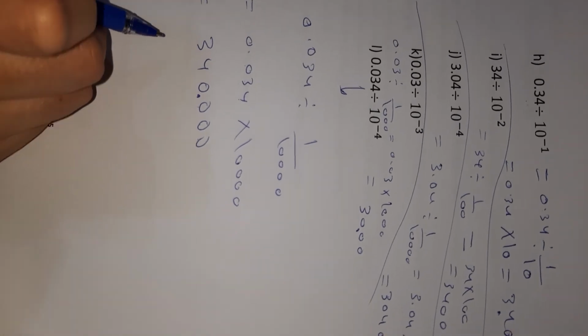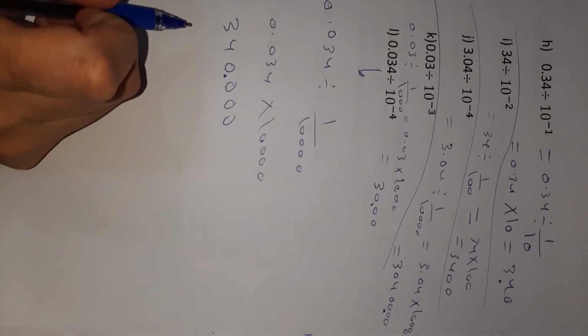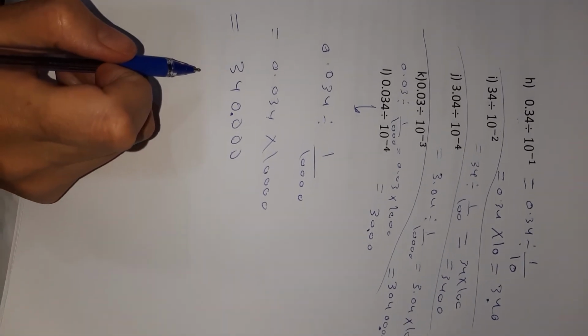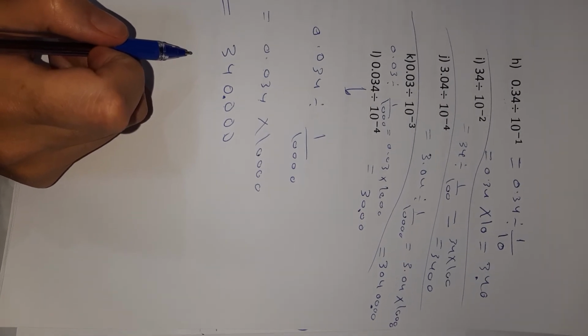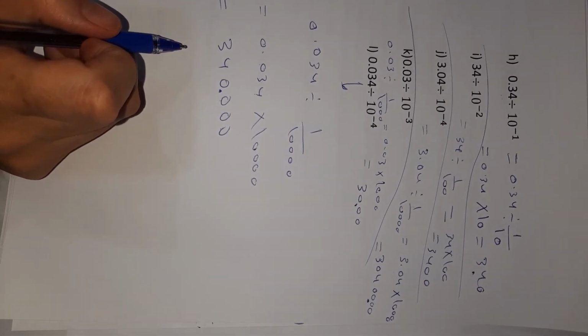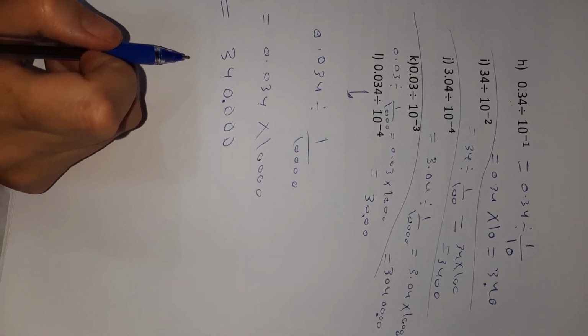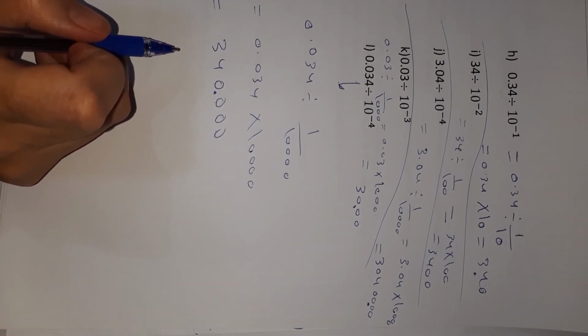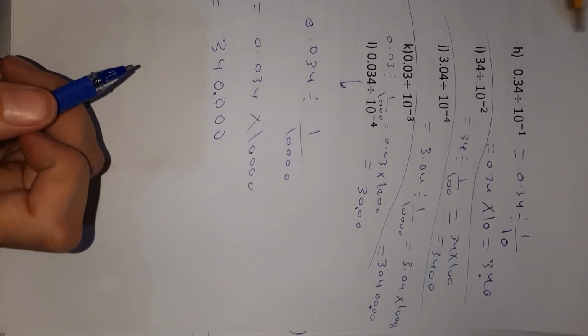Be careful about this lesson. You have to know how you can multiply a decimal by 10 to the positive power, multiplying a decimal by 10 to the negative power, dividing a decimal by 10 to the positive power, dividing a number by 10 to the negative power. Study well. Be careful when you study.